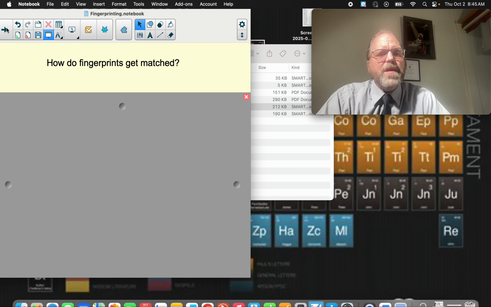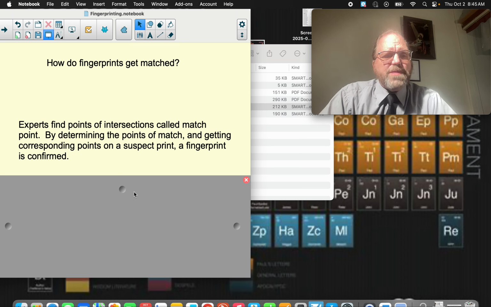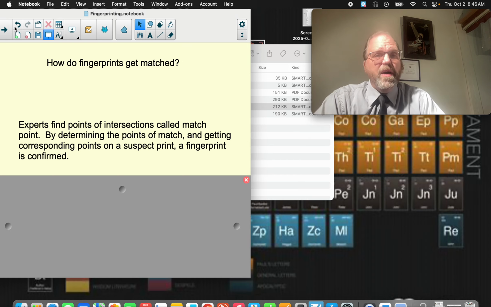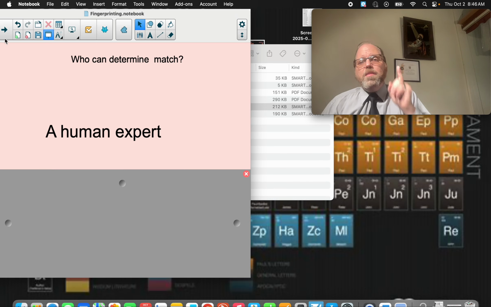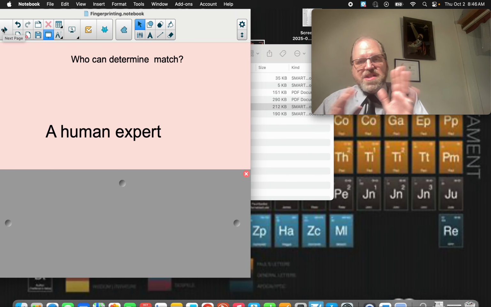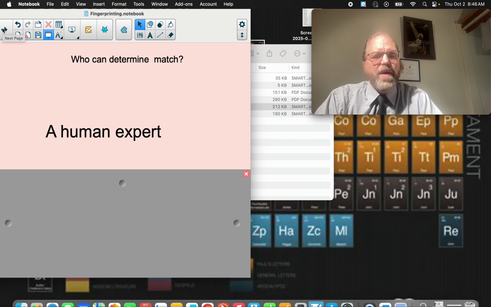All right. Now, how do we get fingerprint matches? Well, an expert has to find points of intersection called match points. By determining the points of match and getting corresponding points on a suspect, a fingerprint can be confirmed. All right, how can the match be determined? Only a human expert can match it up. Now you say, wait a minute, I've seen those shows. I've seen CSI, NCIS. They run that computer. Yes, computers do exist. What they do is they limit it, but they don't actually make the match.